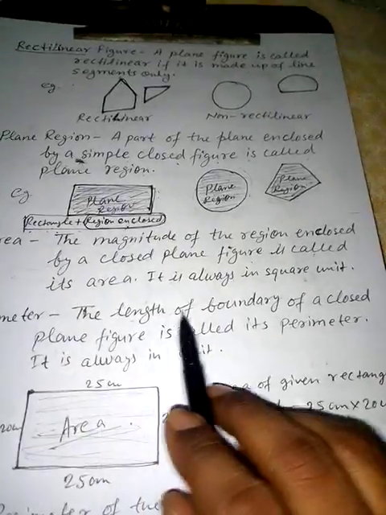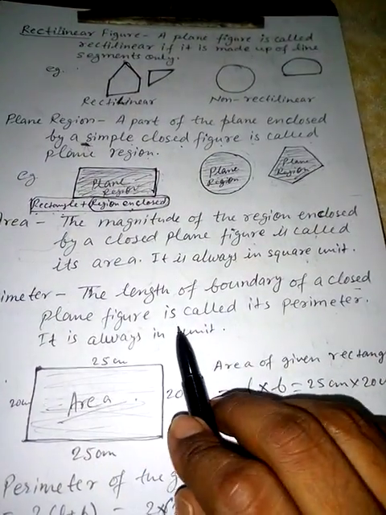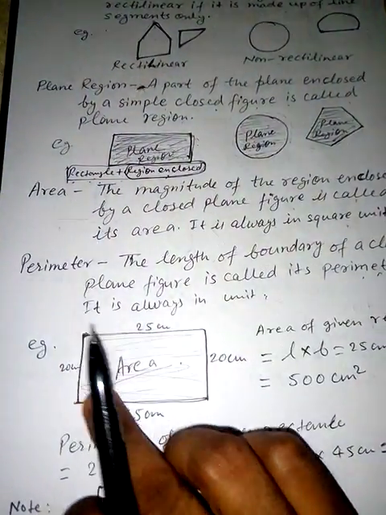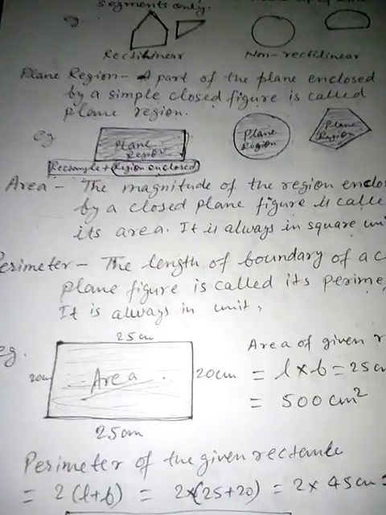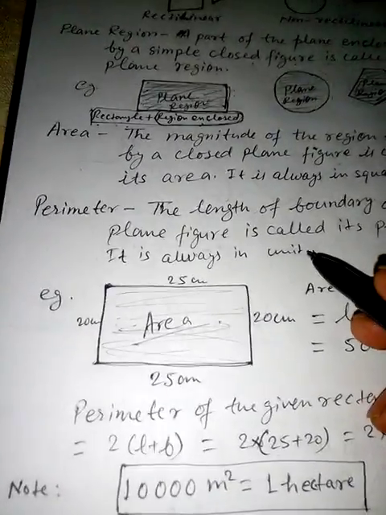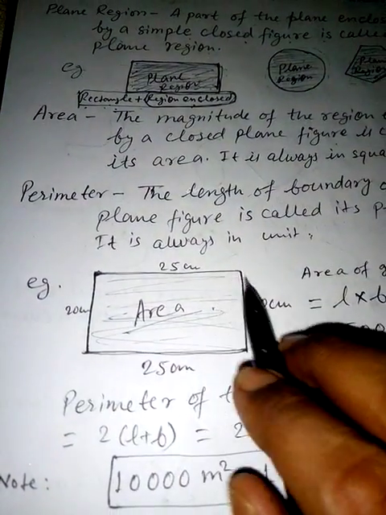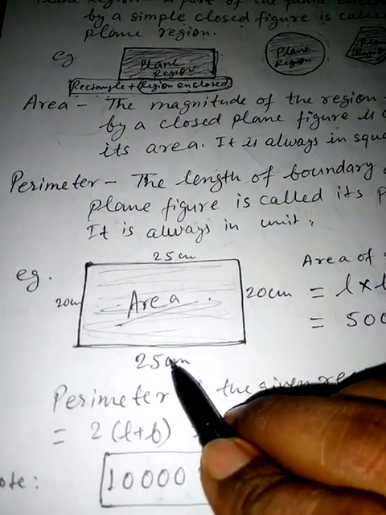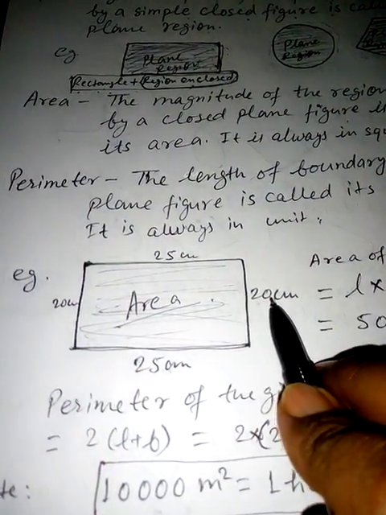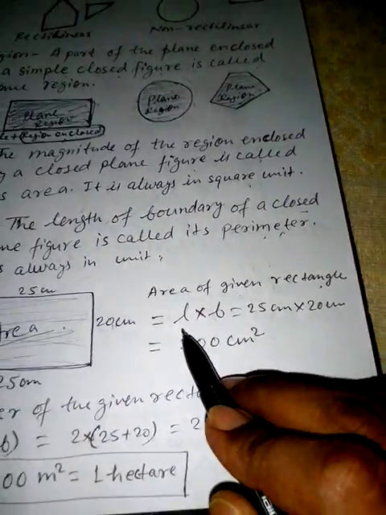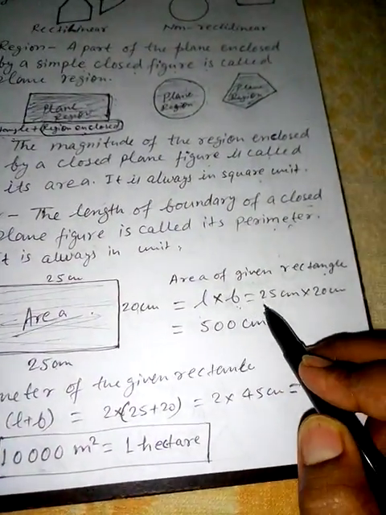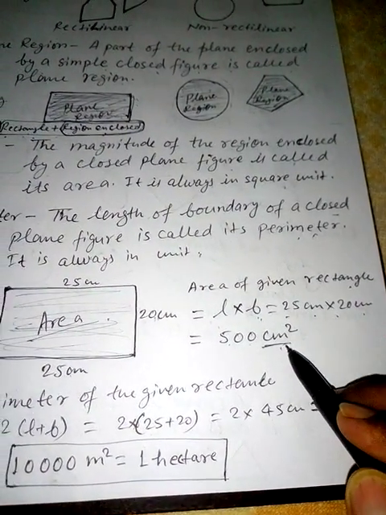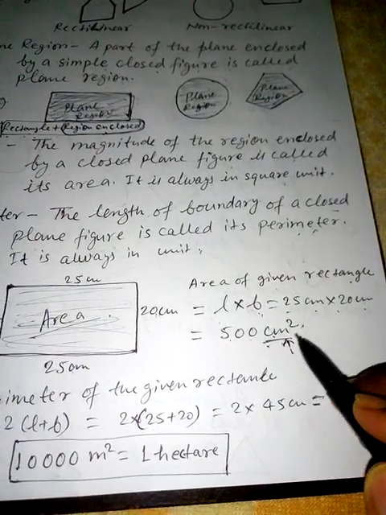Now perimeter. The length of the boundary of a closed plane figure is called its perimeter. It is always in units. You can see here this plane figure, a rectangle. This is 20 centimeter, 20 centimeter opposite side, and these are the length, 25 centimeter. These are the breadth, 20 centimeter. Now the area of a rectangle is L into B, that is length into breadth. So 25 centimeter into 20 centimeter is 500 centimeter square. This is the unit of area, in square unit.